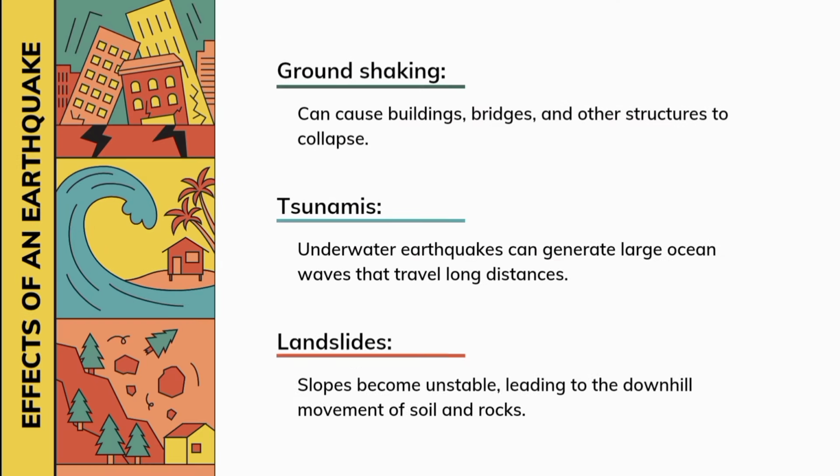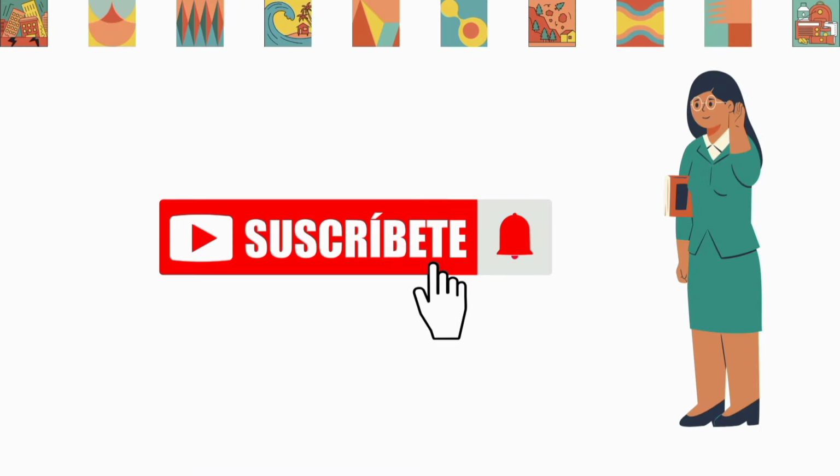Ground shaking can cause buildings, bridges, and other structures to collapse. Tsunamis. Underwater earthquakes can generate large ocean waves that travel long distances. Landslides. Slopes become unstable, leading to the downhill movement of soil and rocks.